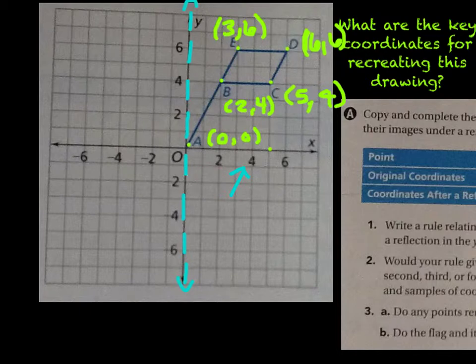Let's actually make that reflection. So our A point, it is actually on that line, so it stays in that exact same place. Our B point, it's going to be moving 2 units over, but it's going to stay on that same horizontal line, it's just going to go to -2. If I look at our E point, it's going to go to -3. Our D point is going to go to (-6, 6), and C is going to be at (-5, 4).